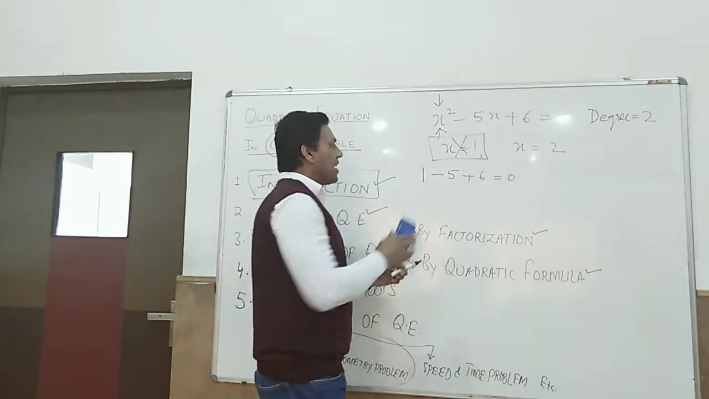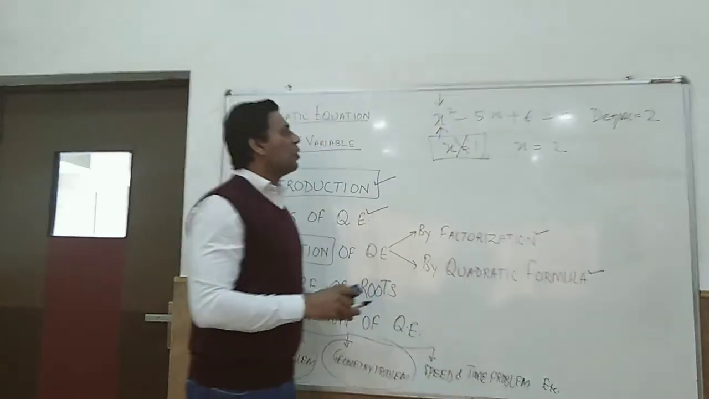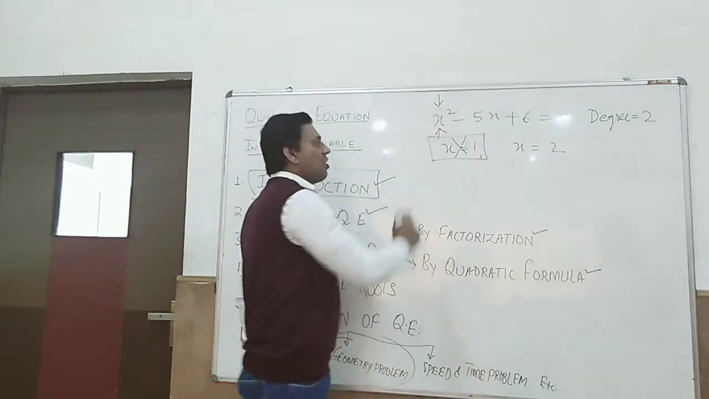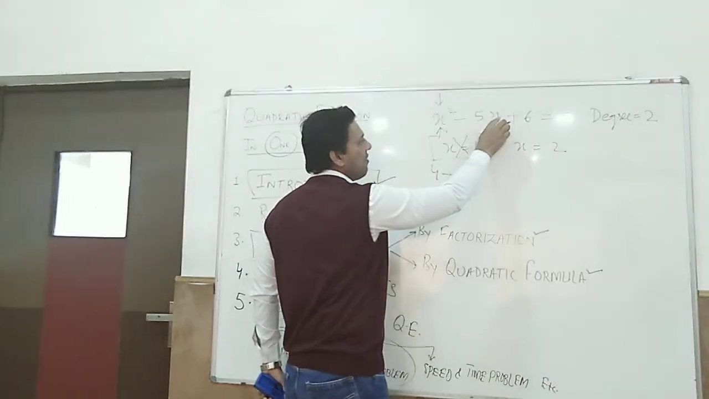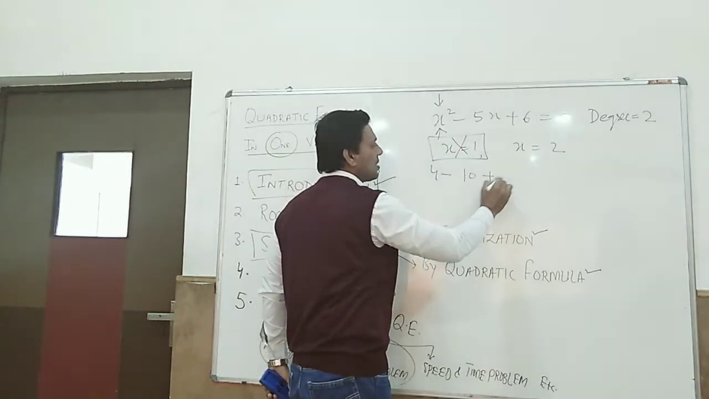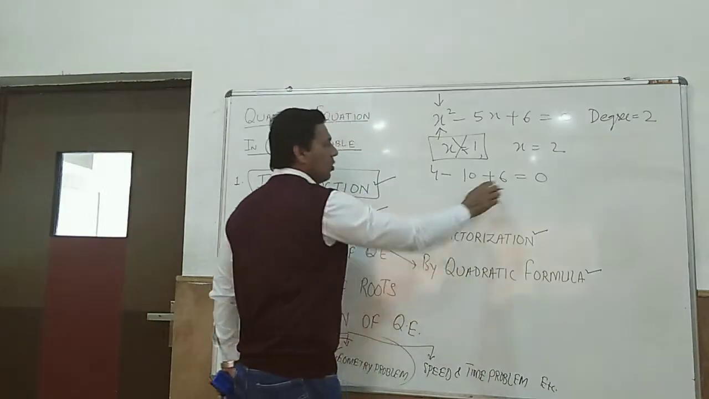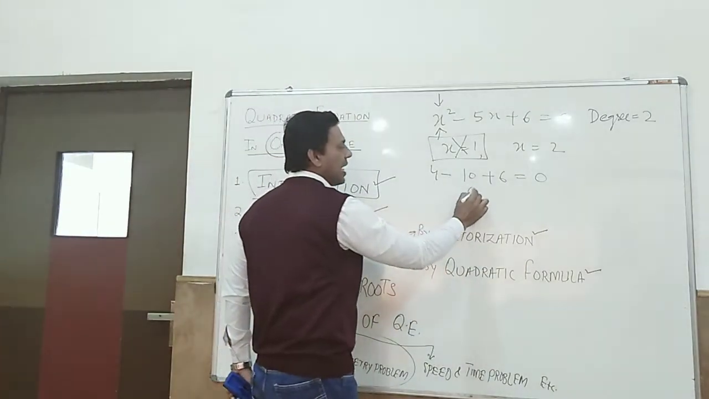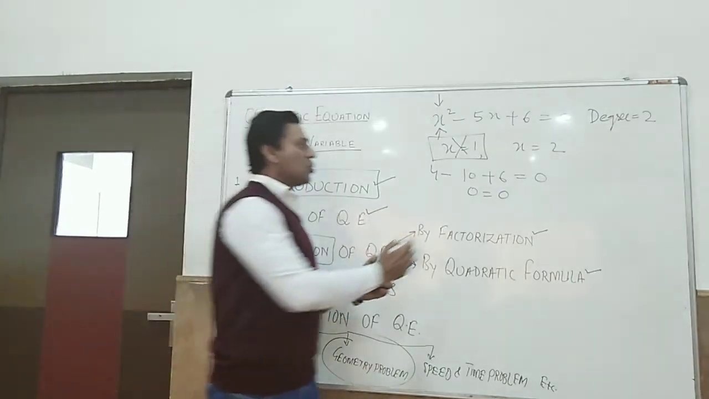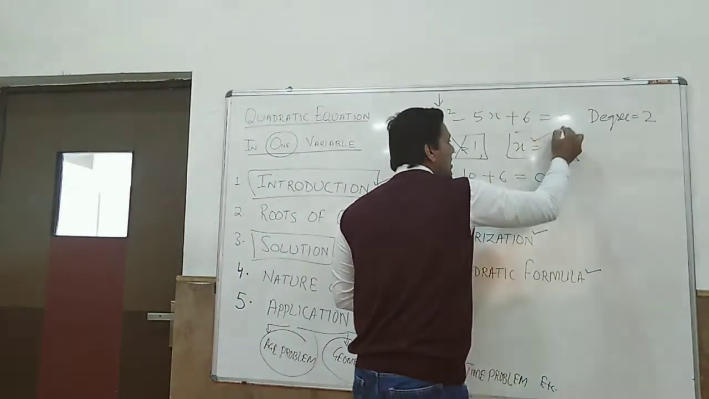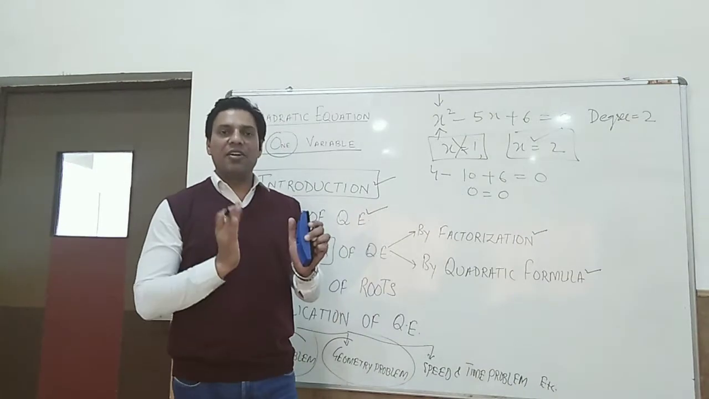So for this we can put x is equal to 2 in place of x. So x square is 4, then 5 into 2 is 10, plus 6 equal to 0. So 6 plus 4 is 10, minus 10 is 0, equal to 0. Yes, of course it is satisfied. So x is equal to 2 is the solution of this quadratic equation.